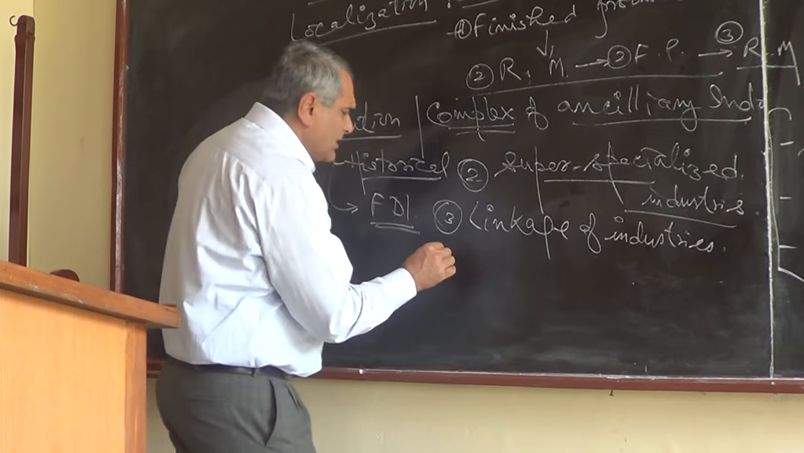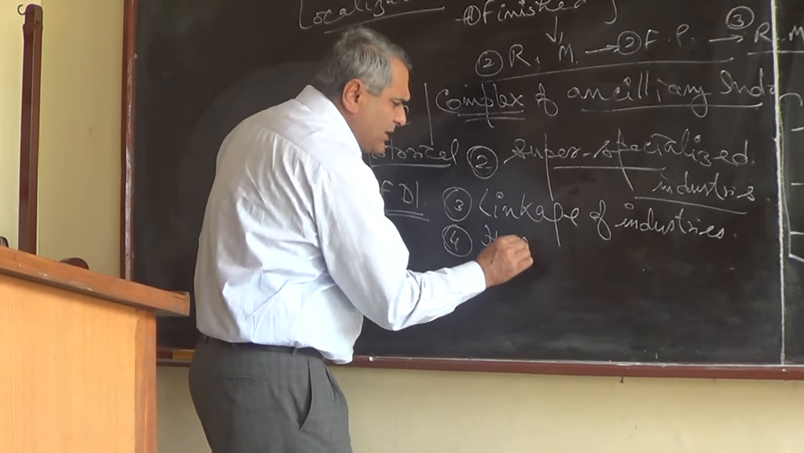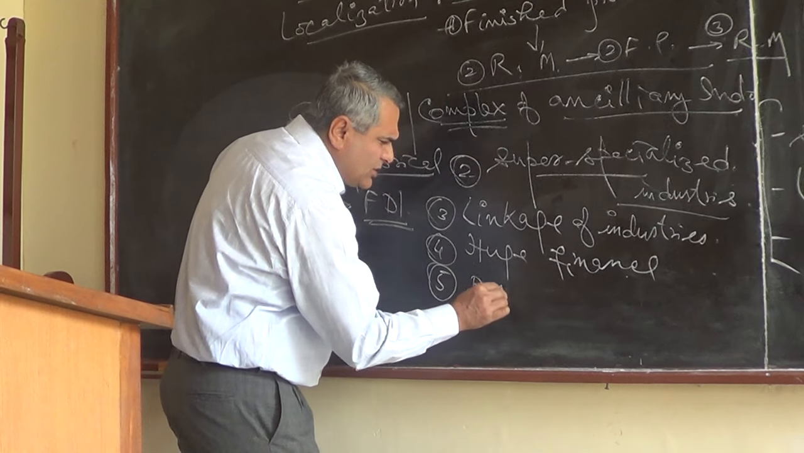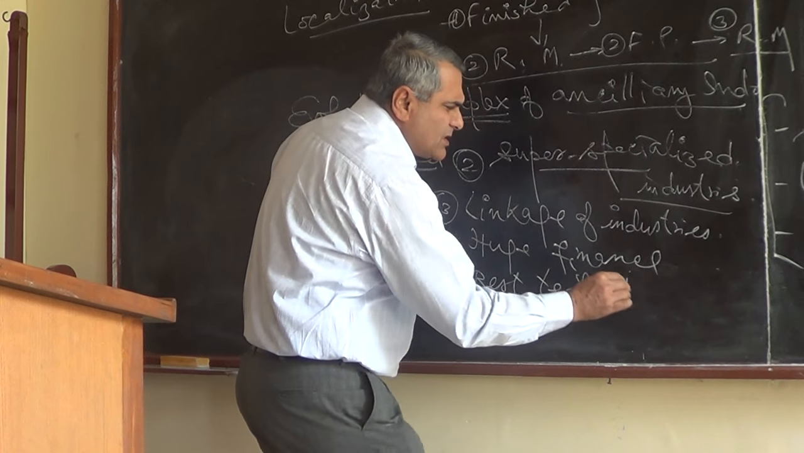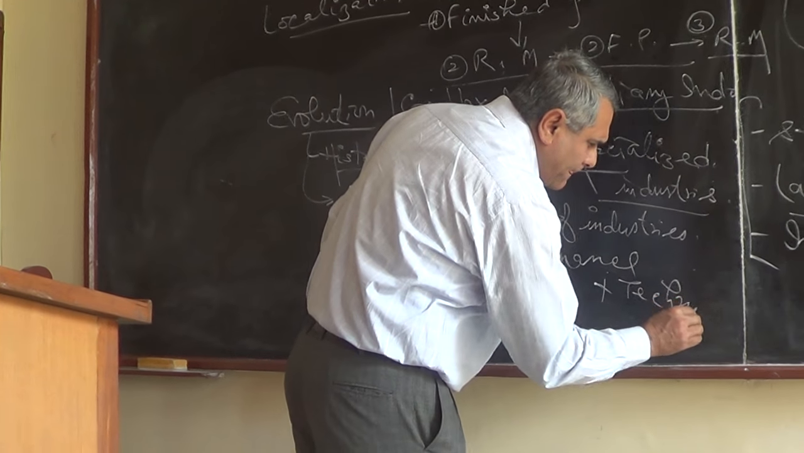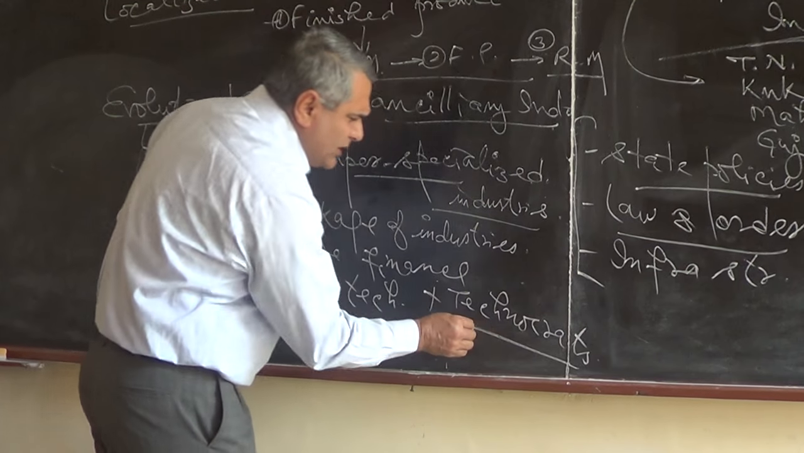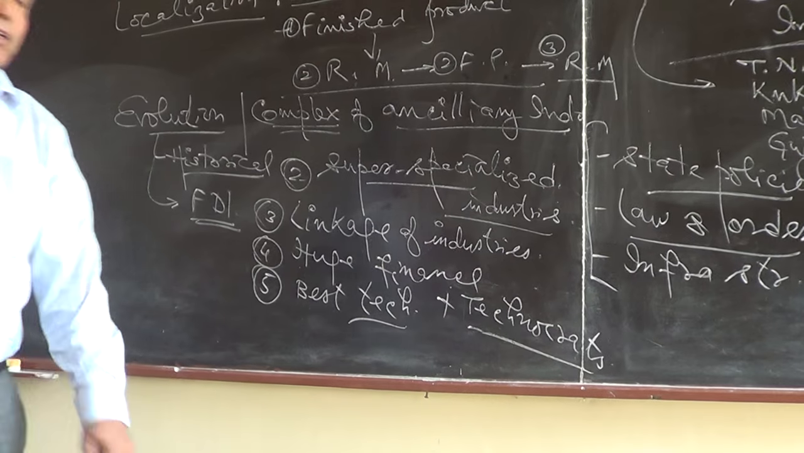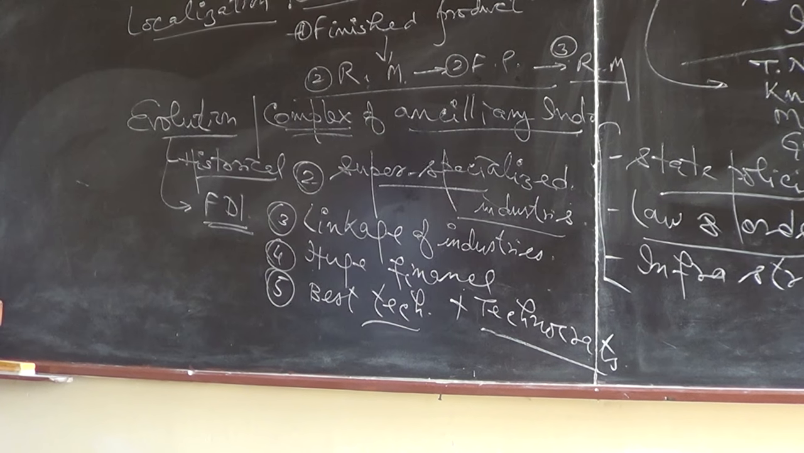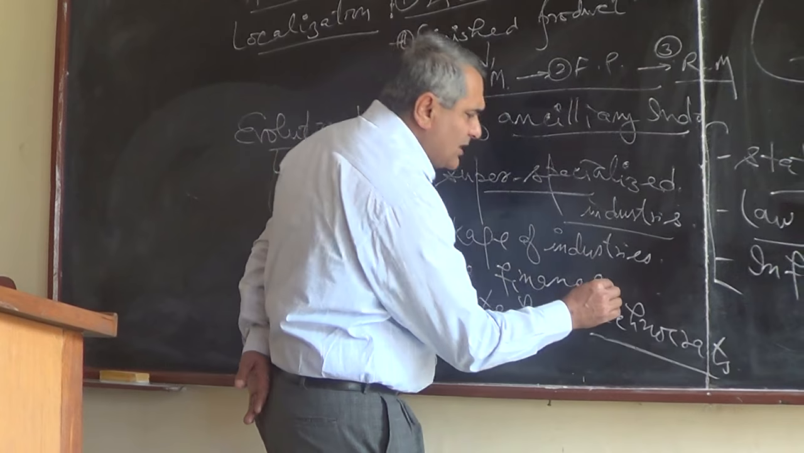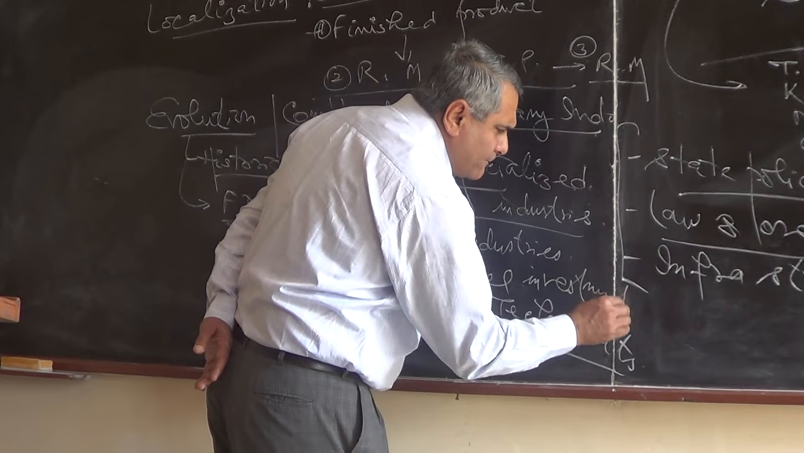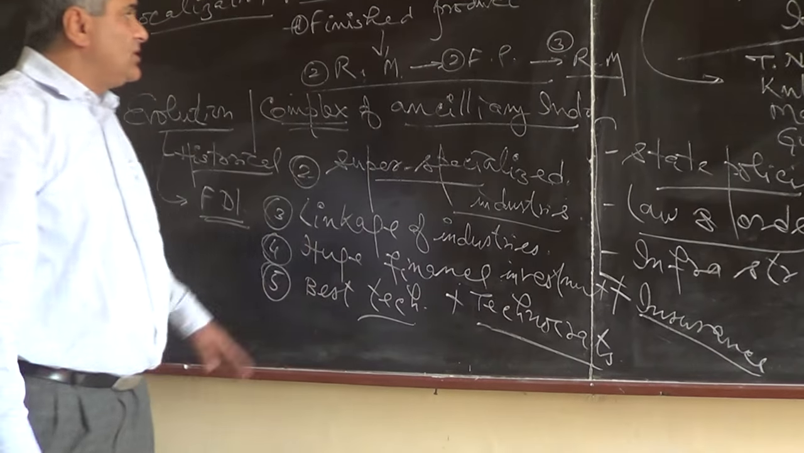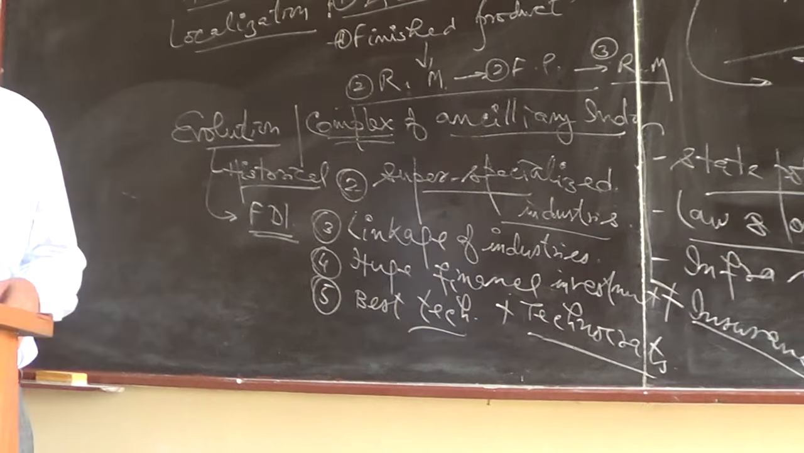In such condition, it requires huge financial investment, huge finance. It requires best technology plus technocrats. So it requires technology and best, this automobile industry and the technocrats, the engineers. Finance is required, where huge financial investment plus insurance companies, plus insurance facilities should be there. So these are the factors which determine most of the automobile industry.